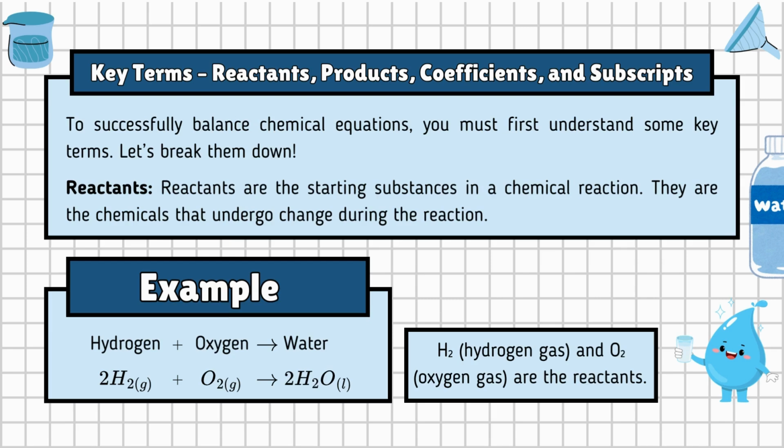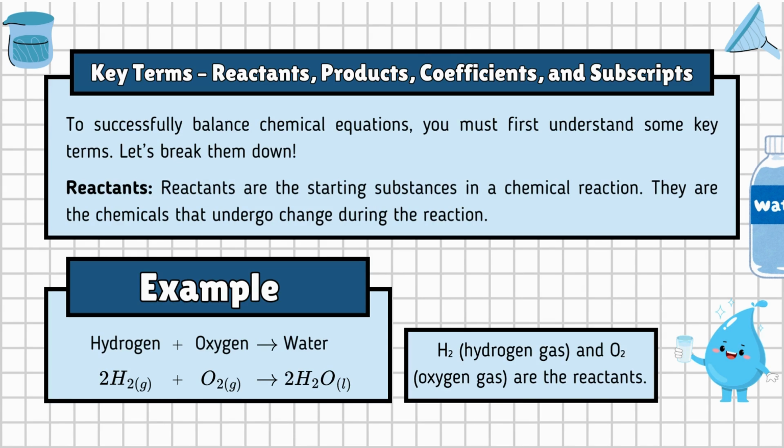Now, before you can successfully balance any chemical equation, you must understand some key terms. Alright, so let's break them down one by one. The first key term we're looking at is called reactants. Reactants are the starting substances in a chemical reaction. They are the ones that begin a chemical reaction, and they also undergo change during the reaction.